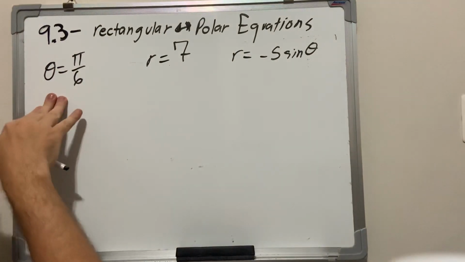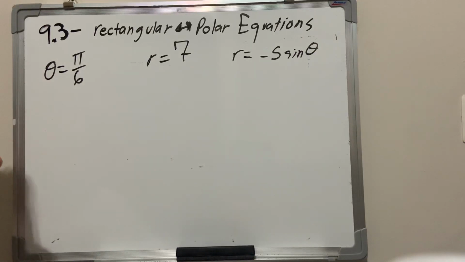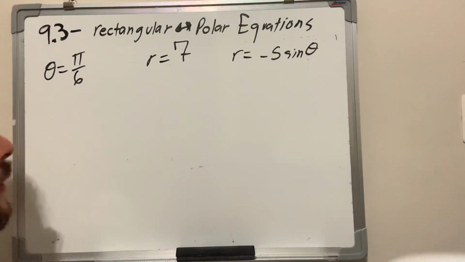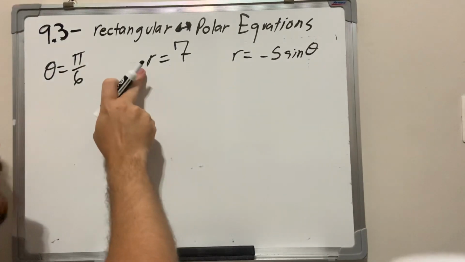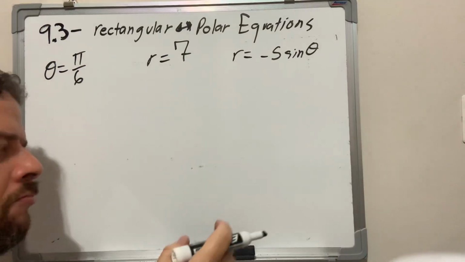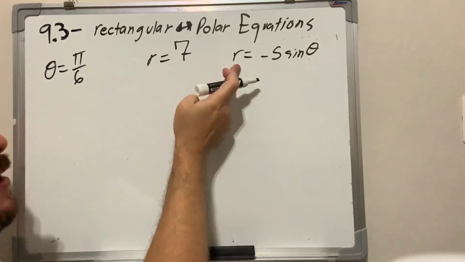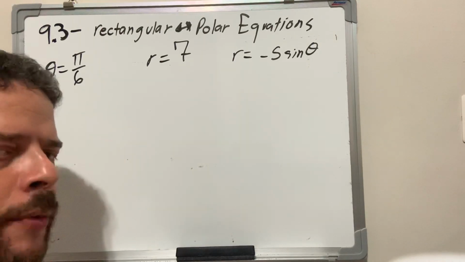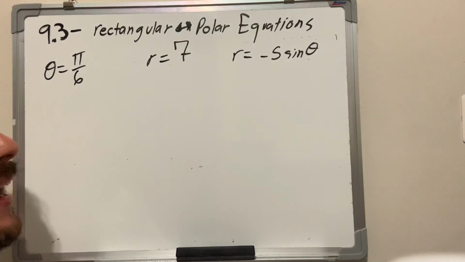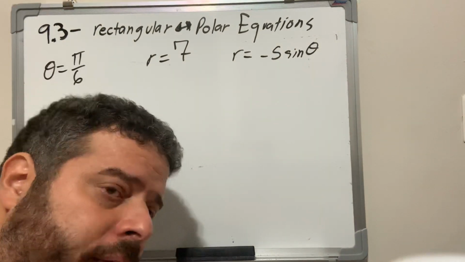This is a polar equation, but I'm only given an angle and not a distance. That's fine. This is a polar equation. I'm given a distance, but no angle. That's fine as well. This is a polar equation. I'm given distance and angle. Perfect. That looks like a normal polar equation. And again, I want to end up with a rectangular equation, so x's and y's.